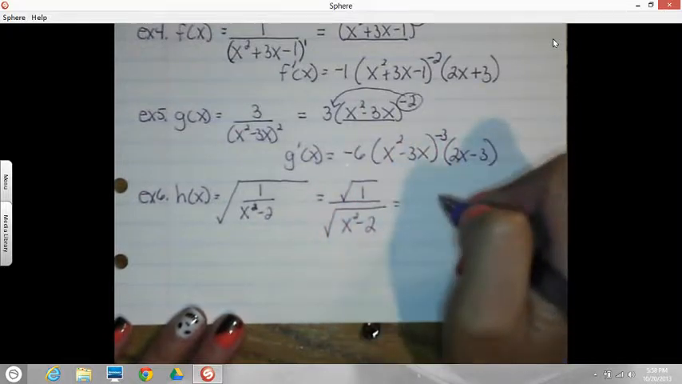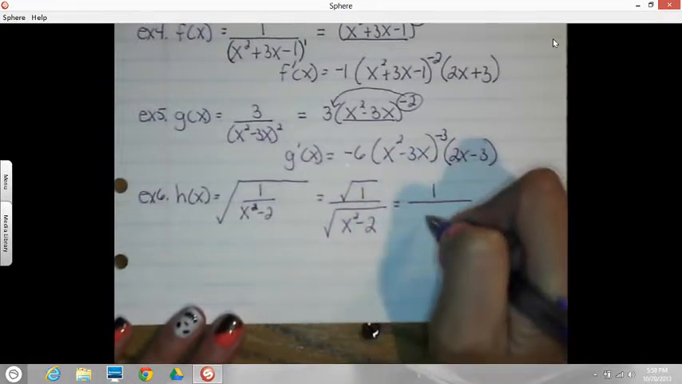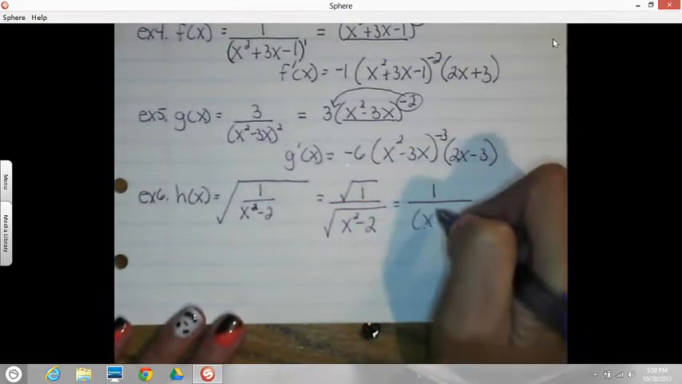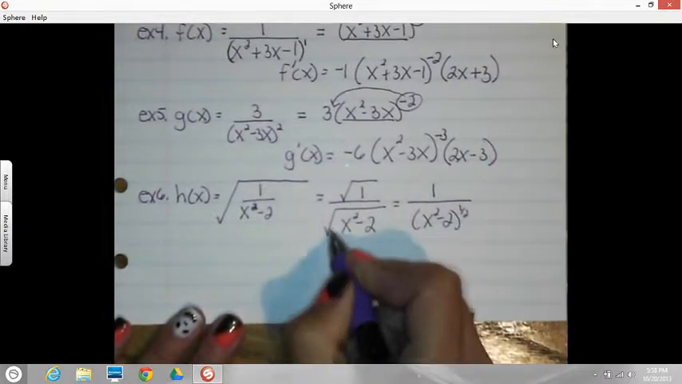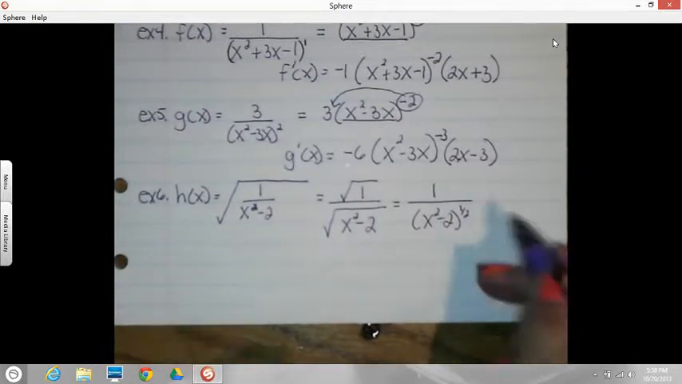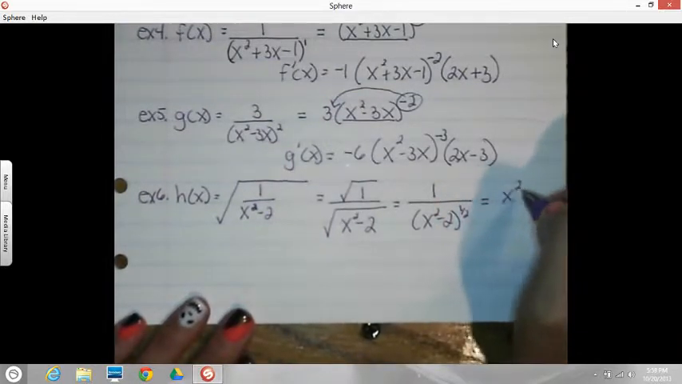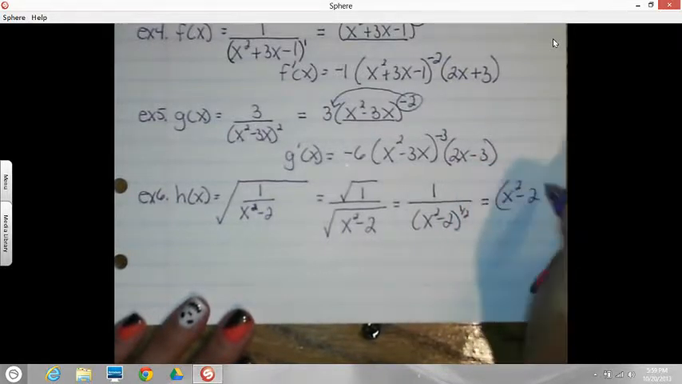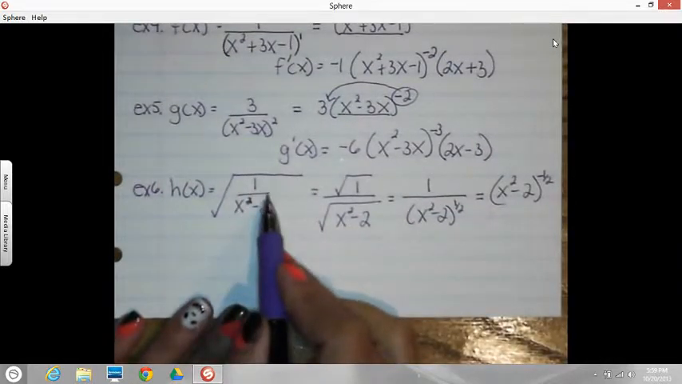Well, the top's just going to go to a 1. I'm going to put the bottom as that quantity to the 1/2 power, just getting rid of that radical symbol, making it a fractional exponent. Now I can see I can slide it up to the top and make it a negative exponent. So I've got x squared minus 2 to the negative 1/2.